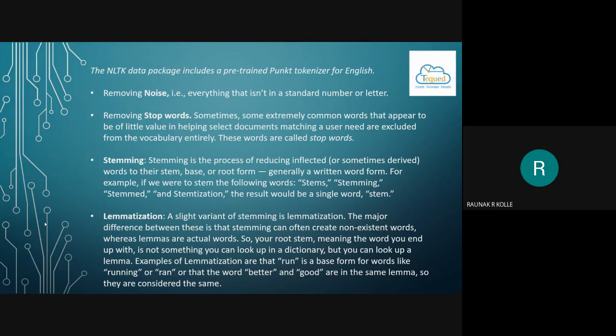An example of lemmatization is that run is a base form for words like running or ran. The words better and good are in the same lemma, so they are considered the same. But if better and good were processed via stemming, they would not belong to the same category.